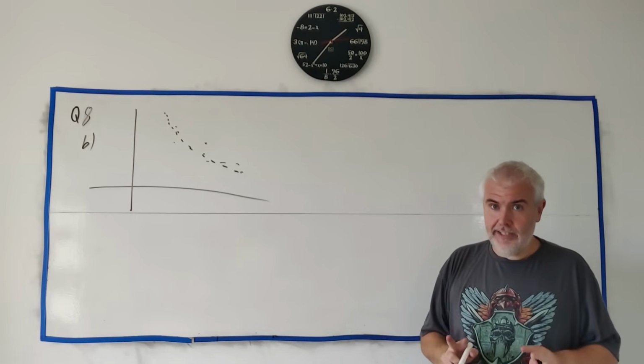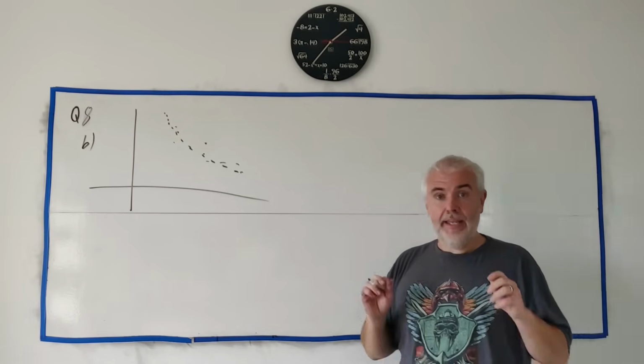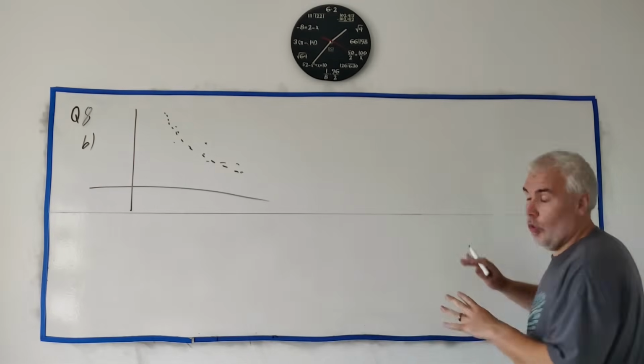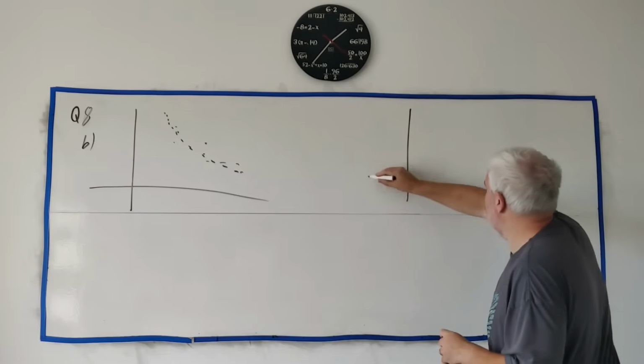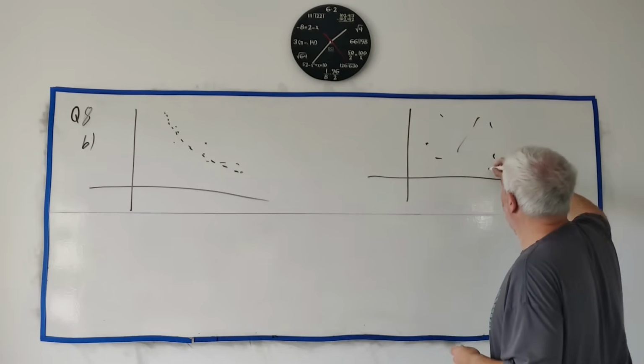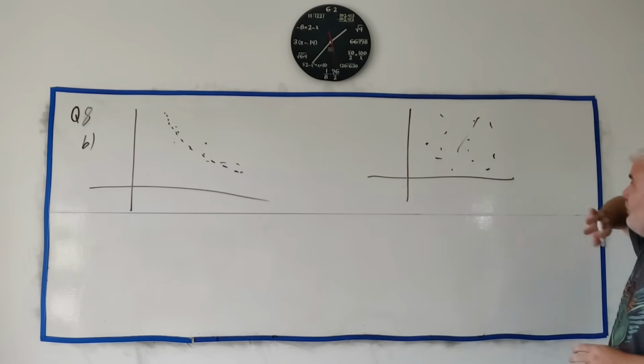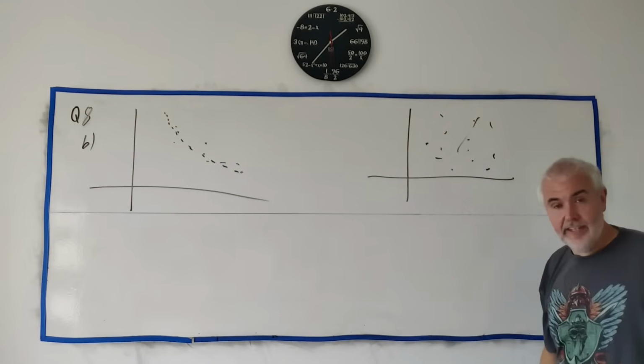So there's 2 things they're asking there. Is it weak or strong? Is it positive or negative? Let's take them separately. Let me draw a few more scatter graphs. Here's a weak scatter graph. Sorry, there shouldn't be a line there. There's no information there. That's very weak. I don't see anything useful there.